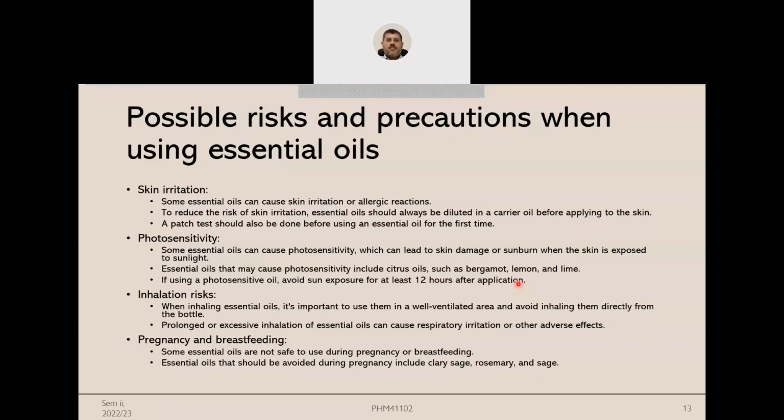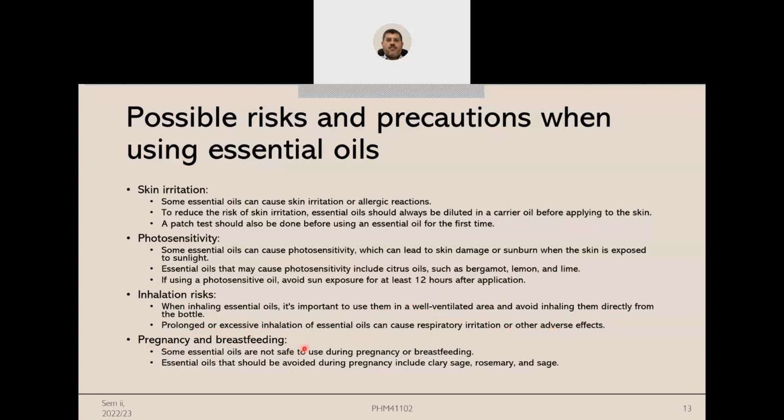Okay, usually even other photosensitive drugs, the drugs that cause photosensitivity, sorry, photosensitizing drugs, if applied during the day, then a sunscreen should be applied to protect the patient from developing photosensitivity reactions. Okay. There may be also some inhalation risks. When inhaling essential oils, to prevent this, it should be in a well-ventilated area. Avoid inhaling directly from the bottle. Also advise the patient not to be exposed to prolonged or excessive inhalation of essential oils. It may cause respiratory irritation.